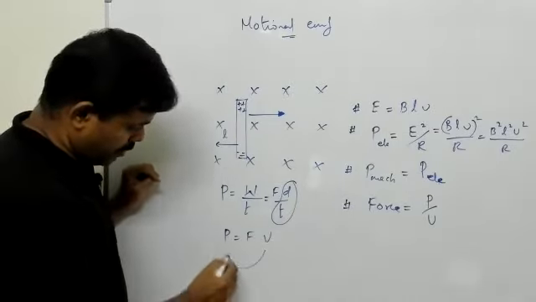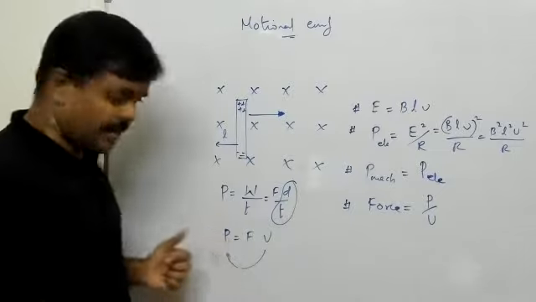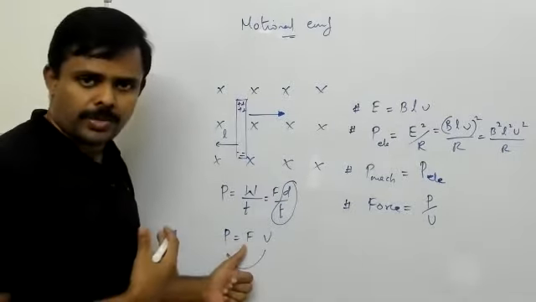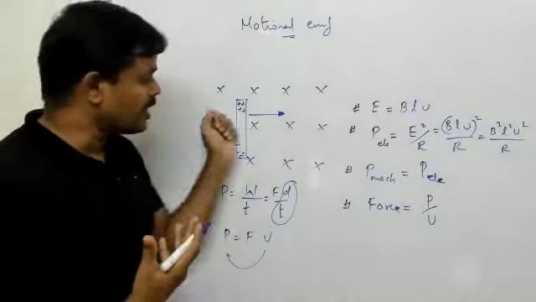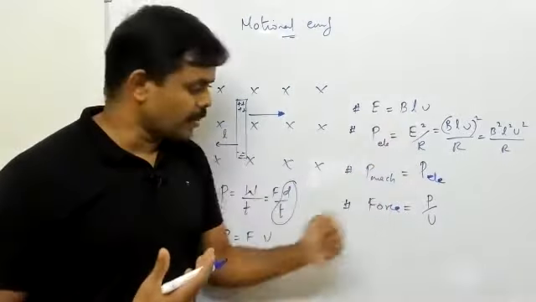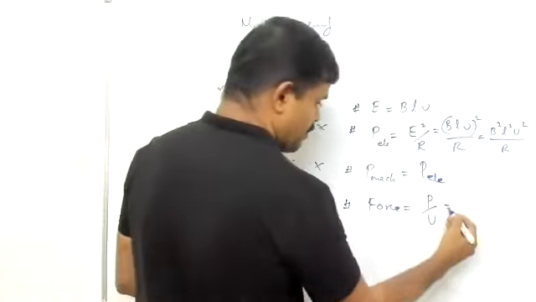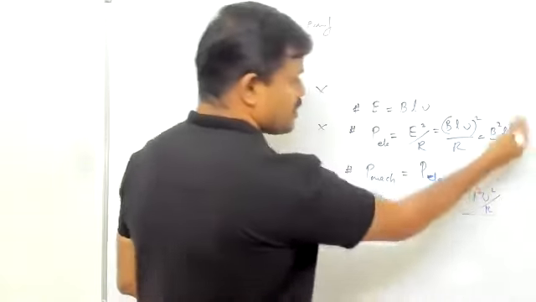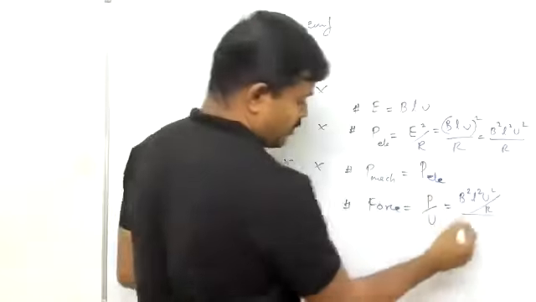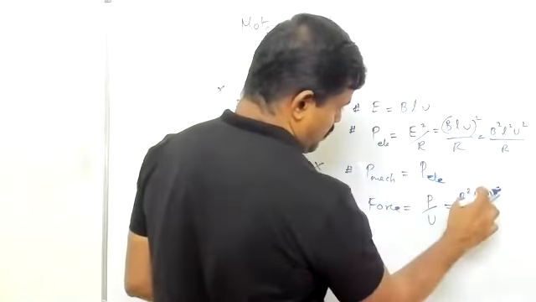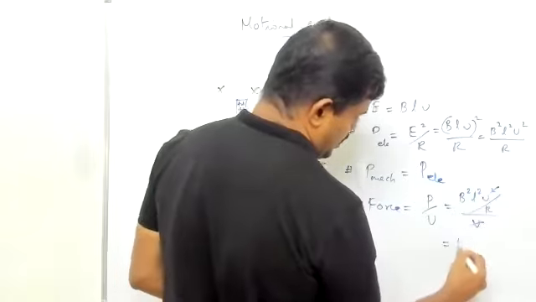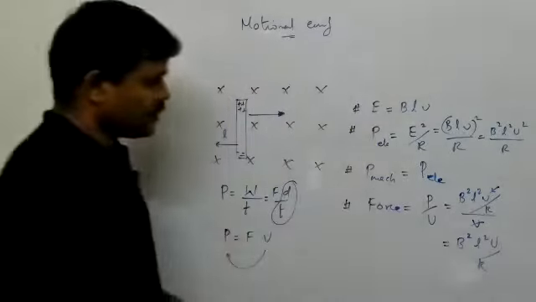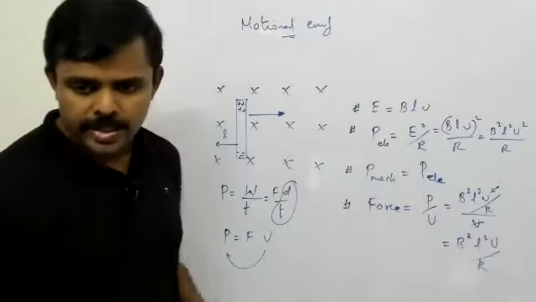Force will be what then? Power by velocity. This is something you learned in first year classes. I'm taking that equation straight away. I need to find the force required. Force required for what? For pulling the conductor out of the field. Force required for pulling the conductor out of the field is power by velocity. So B square, L square, V square by R, which is the power, divided by velocity. V and V are cancelled. What do we get then? B square, L square, V divided by R. These are very, very important equations. Did you understand?